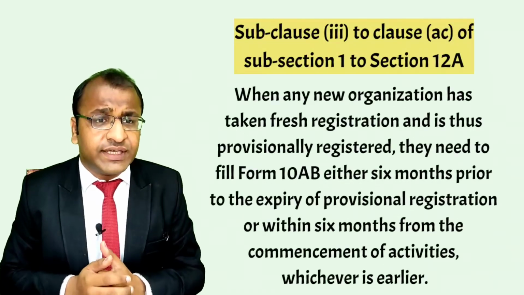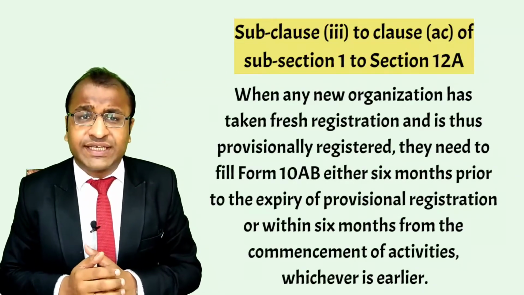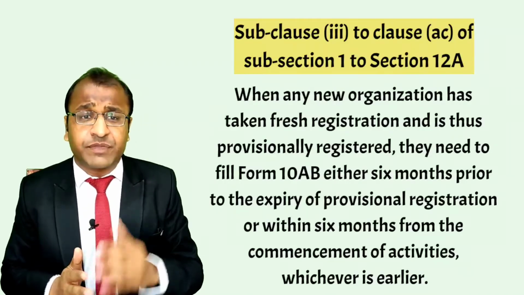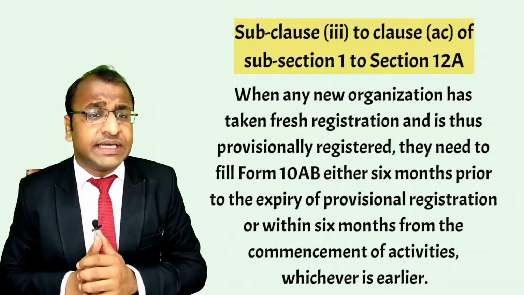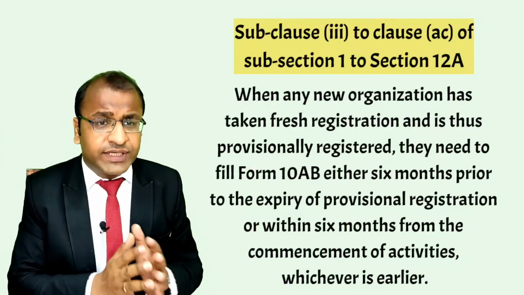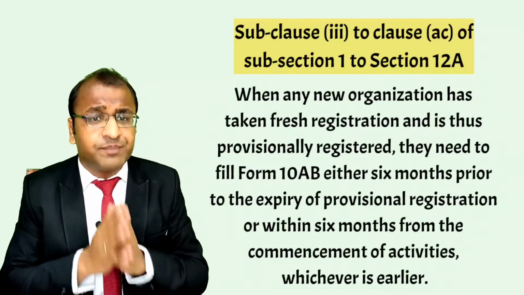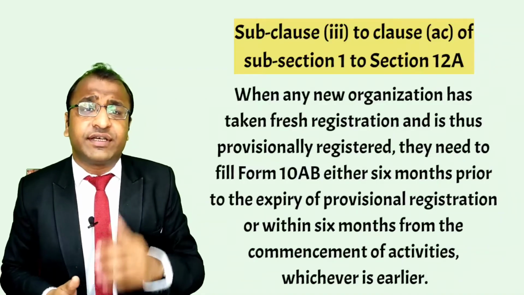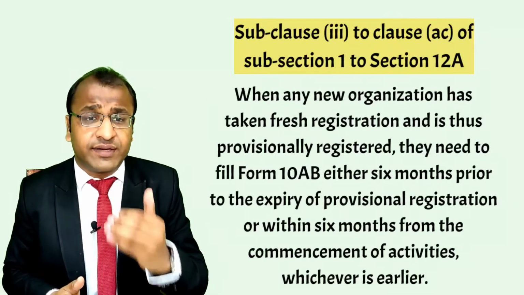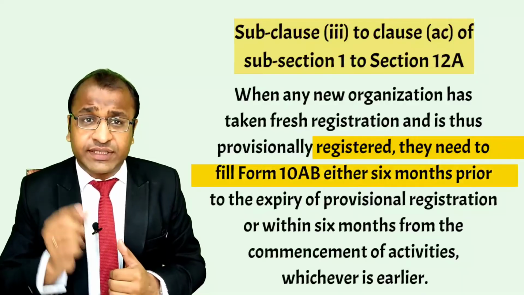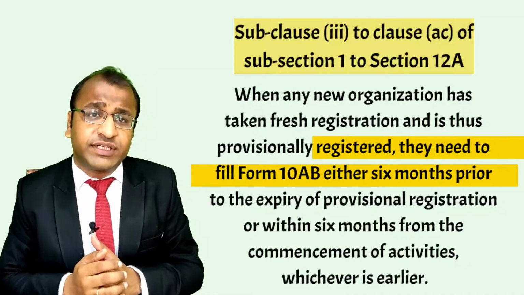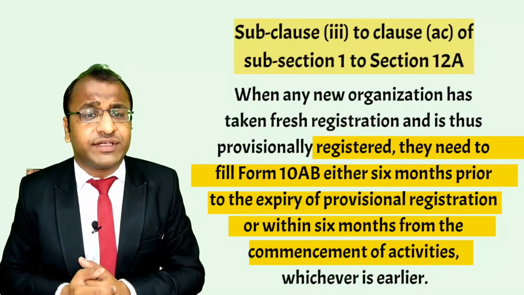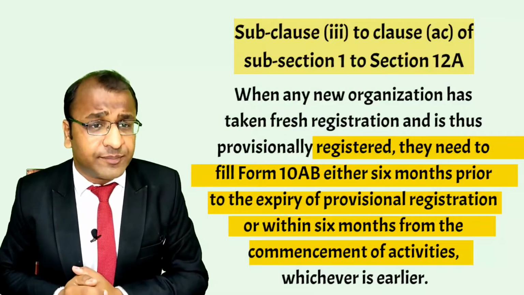Under subclause 3, when any new organization has taken fresh registration and is thus provisionally registered, they need to file Form 10AB either 6 months prior to the expiry of the provisional registration or within 6 months from the commencement of the activities, whichever is earlier. I repeat, either 6 months prior to the expiry of the provisional registration or within 6 months from the commencement of the activities, whichever is earlier.